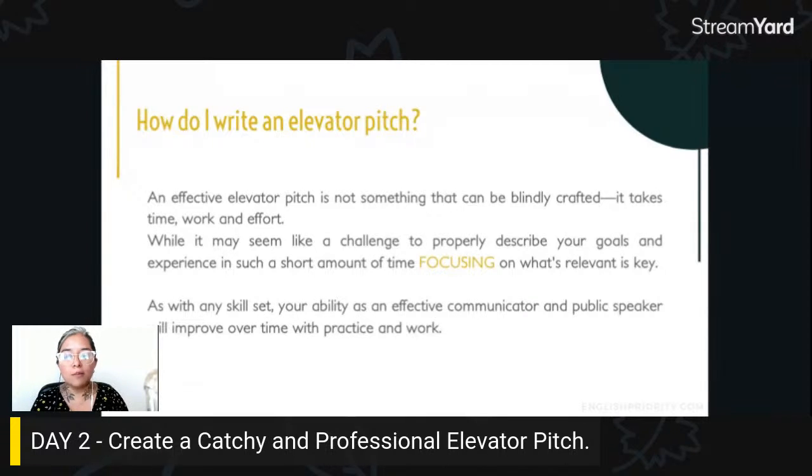While it may seem like a challenge to properly describe your goals and experience in such a short amount of time, focusing on what's relevant is key, right? And I'm going to read that again. Focusing on what's relevant is key. Okay, that's what really matters, to focus on what is relevant, what is important.